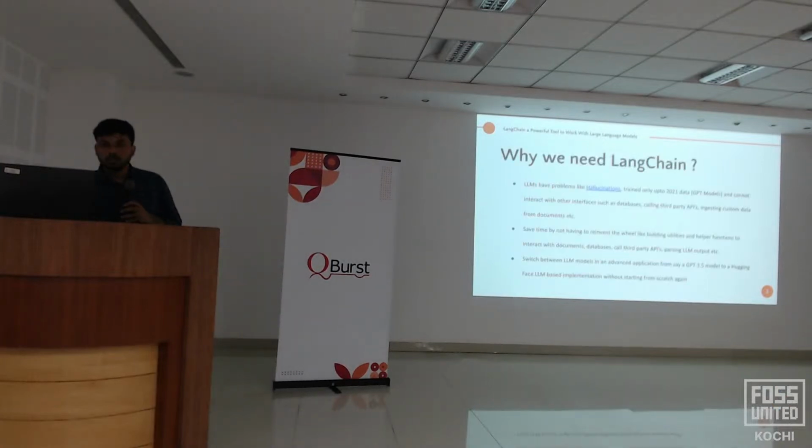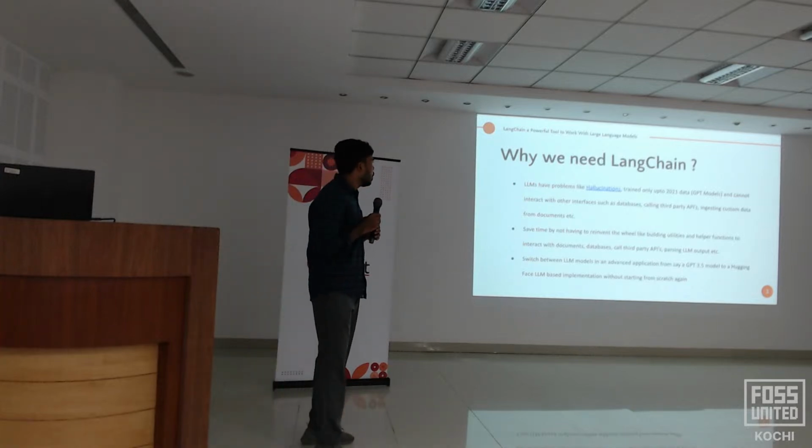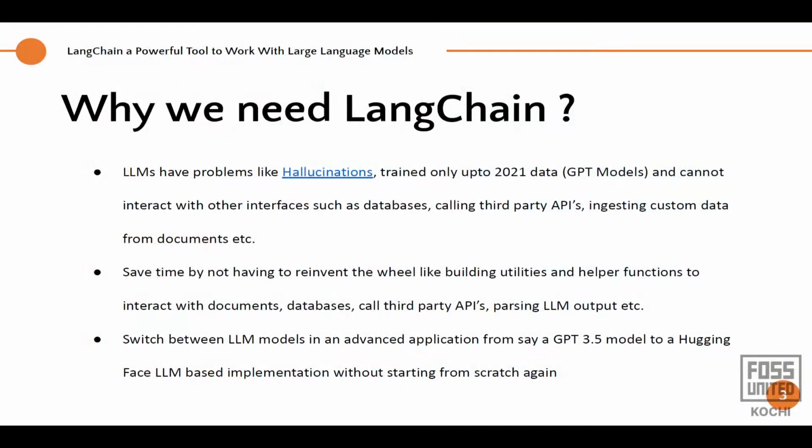Then comes why we need LangChain. Before explaining that, we can go through some of the problems we're facing using LLMs. The first one is hallucination. As we all know, the ChatGPT or GPT models are trained up to a certain date, so they can't answer beyond that data. If any new topic comes, it won't answer, but it will give a generic description that may be irrelevant. I will explain with a case study.